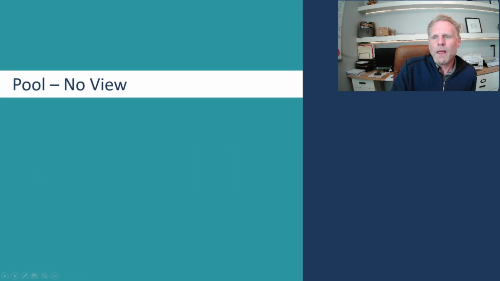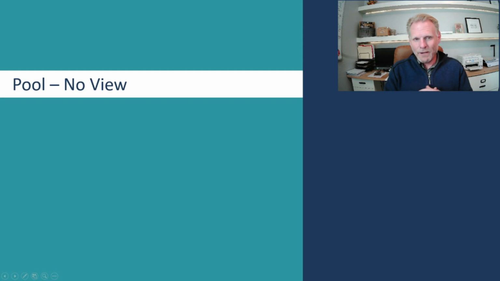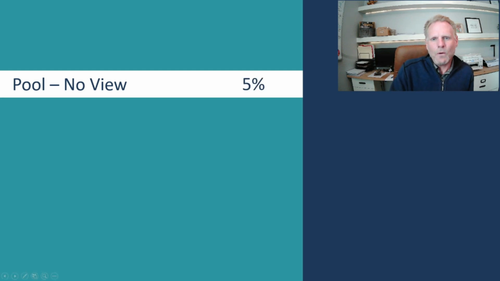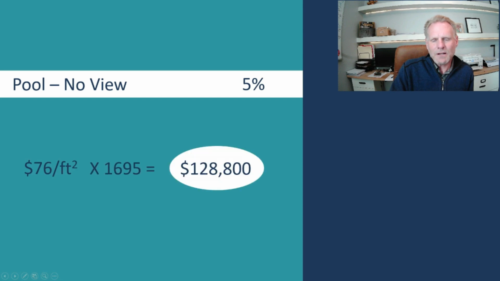Pool with no view. Now, pools add quite a bit of money on the resale market here. If you can find a lot that will support a pool, often you can put a pool in and have instant equity in the house. There's a hassle factor, but a nice average pool is about $130,000. If I put a $130,000 pool into something, I probably can charge an additional $200,000 for the house. Now, only about 5% of the homes have a pool and no view, and it adds about $76 a square foot. On a smaller house, it's going to add about that $130,000.